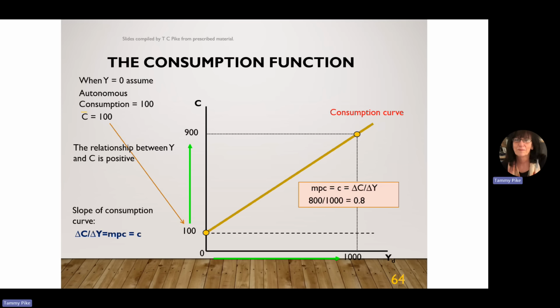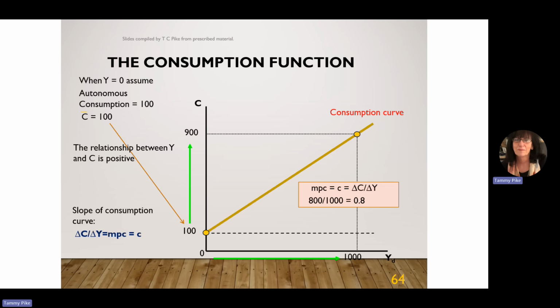Autonomous consumption is when Y is equal to naught. So if Y is 0, we still consume. That is autonomous consumption, and that is your intercept on your vertical axis. And then we show you that there's a positive relationship between Y and C. What does that mean? That means when the one increases, the other one will also increase. Pretty kind of obvious, I would say, don't you think?